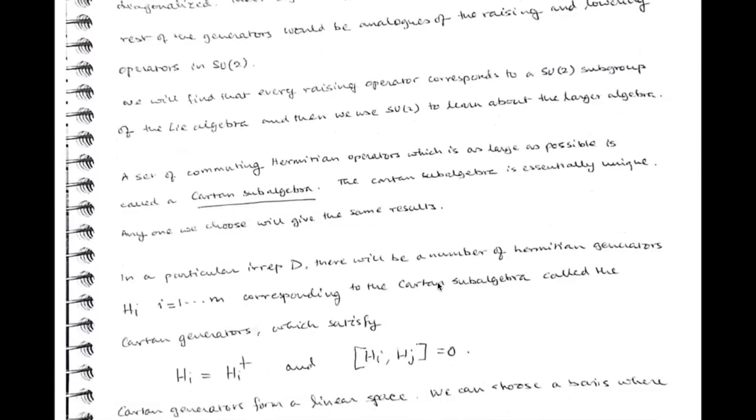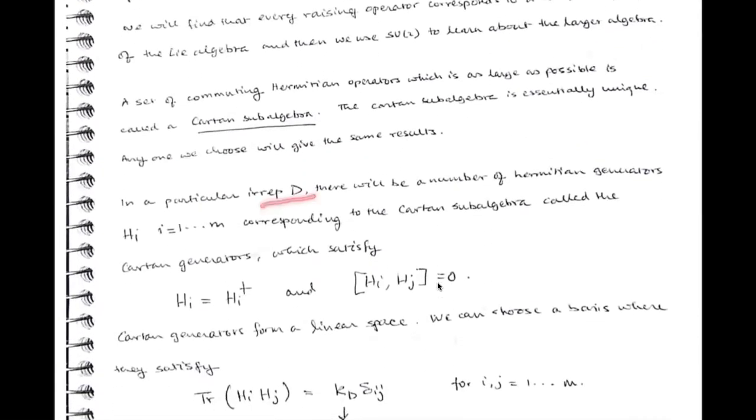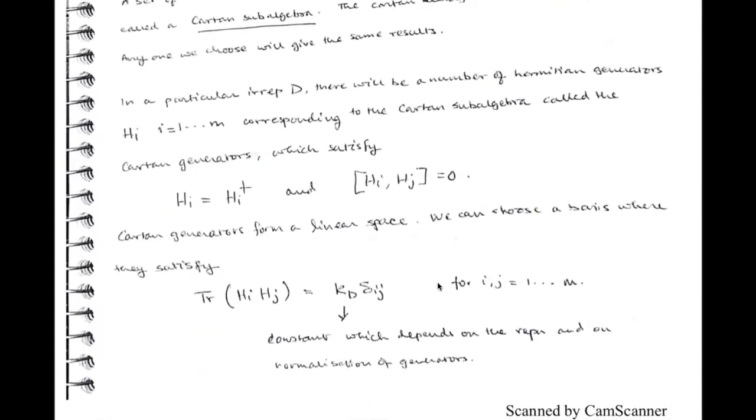If we are looking at some particular reducible representation D, there will be, say, H_i of them, where i runs from 1 to m. These are the Cartan generators. We're going to call them H_i. So H_i = H_i dagger because they're Hermitian, and [H_i, H_j] = 0 because they are commuting by definition. We can choose a basis where they satisfy trace(H_i H_j) will be delta_ij, up to some numbers in front of it.